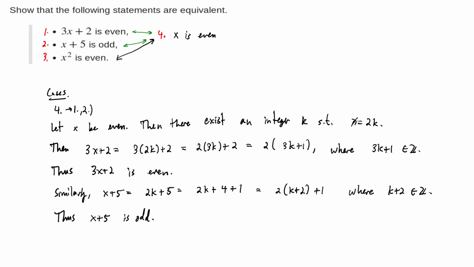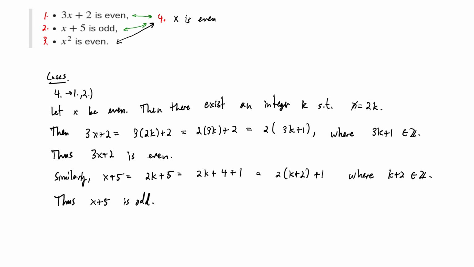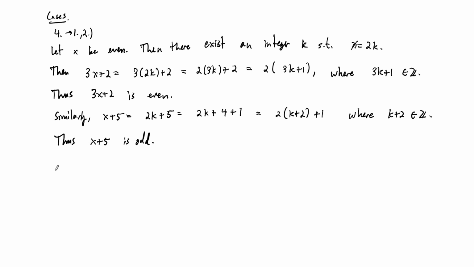Very straightforward. For the other two, how are we going to do these? We want 1 implies 4 and 2 implies 4. Those ones are going to be best done by contraposition. These are separate proofs, but I'm writing it this way because it's how I'm grouping the proof together. So for these to imply 4, these are going to be done by contraposition. For this one, we're going to assume that x is actually odd. So let x be odd.